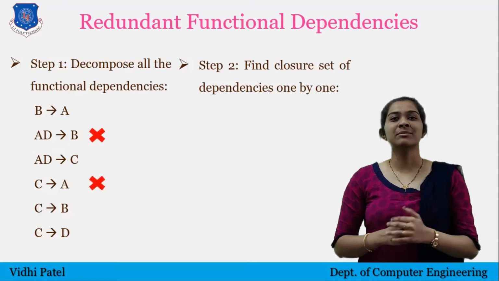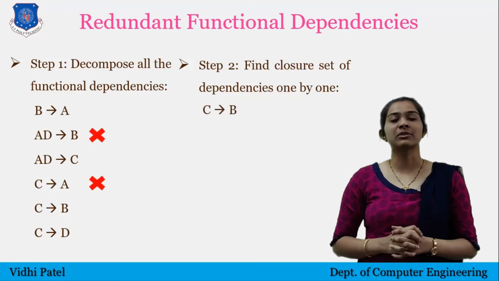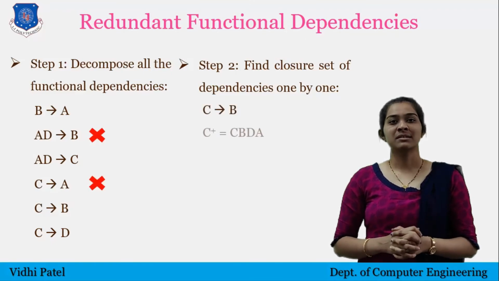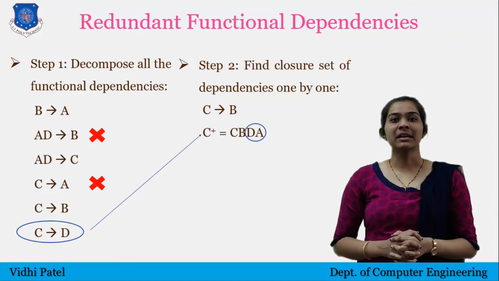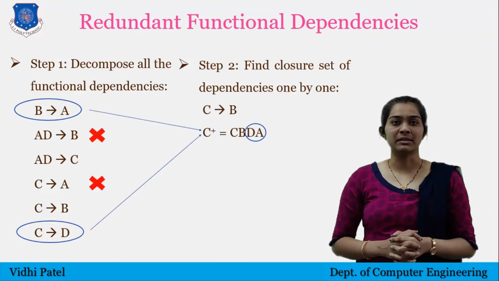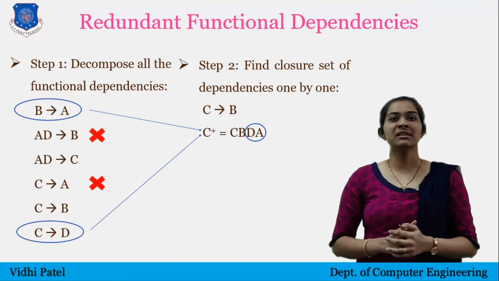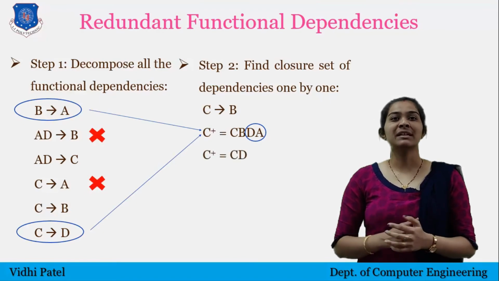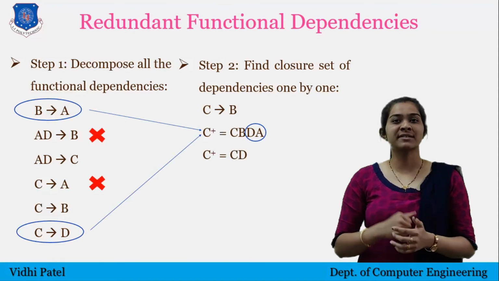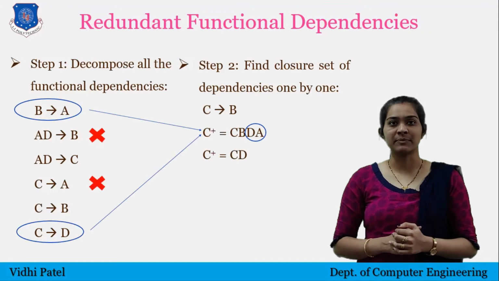Now take C determines B. Find the closure set of C. We get C, B, D from the C determines D dependency and A from the B determines A dependency. Now without the C determines B dependency, if we find the closure set of C, we get C and D, which is not the same as above. So we cannot exclude the C determines B dependency.